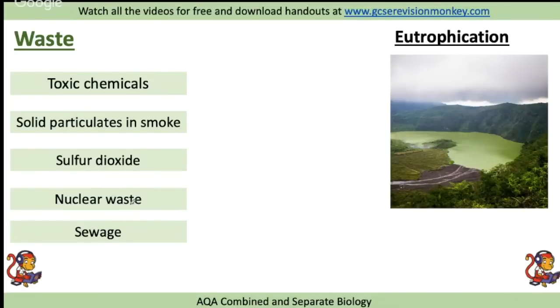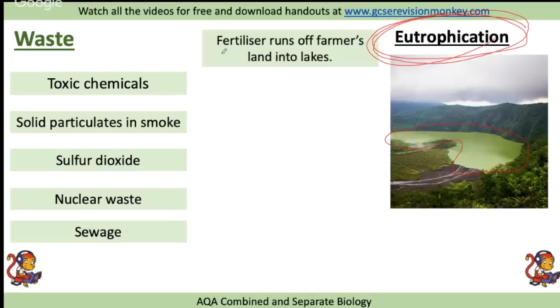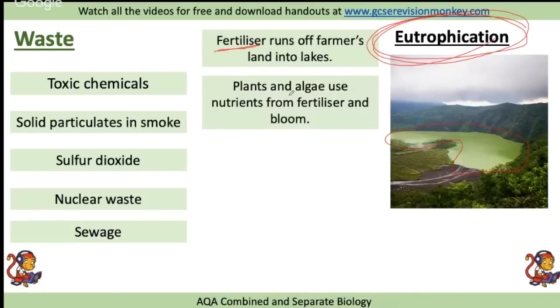Now, one of the ways that I want to dwell on, because it does come up sometimes, even though it's not made obvious in your spec, is eutrophication. You can see here we've got a really green lake, and that green lake is covered in algae. What happens is fertilizer can run off from the farmer's land. So lots of nutrients in the soil here going into the lake or the river. The plants and algae love those nutrients, so they use the nutrients from the fertilizer and they bloom and they multiply and they cover the lake.